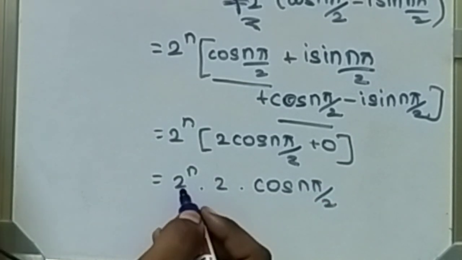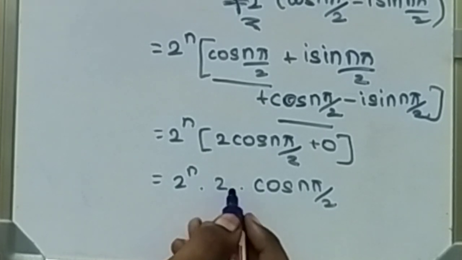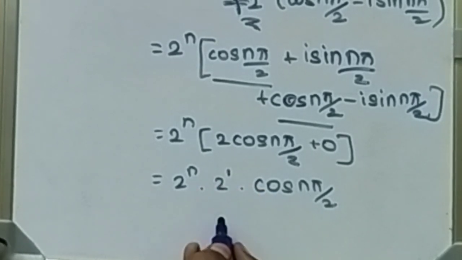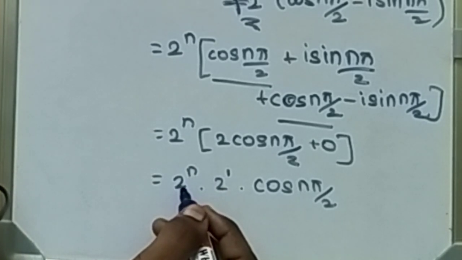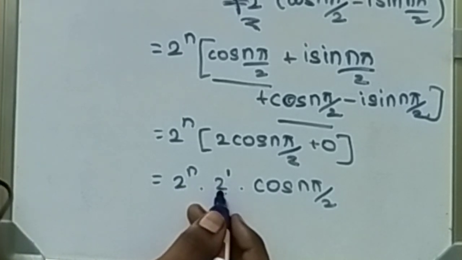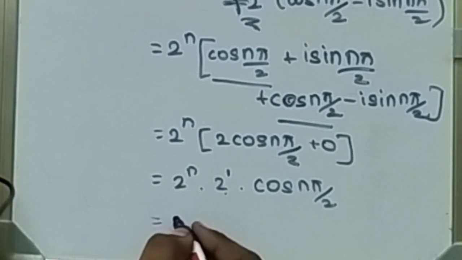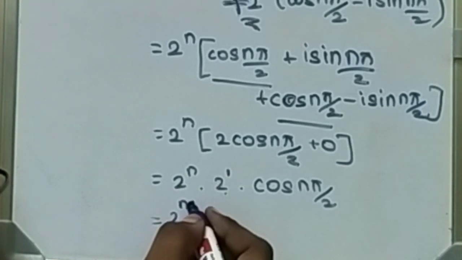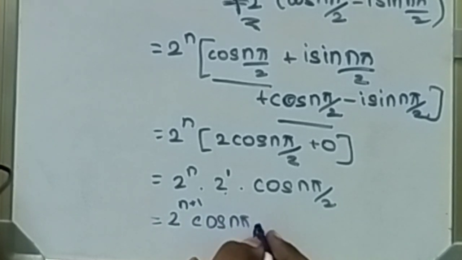Here see, it is 2^n, and here it is 2. So we can rewrite 2 as 2^1. Now we can see that these are powers with the same base. If the base is the same, we can add their powers. So it becomes 2^(n+1) cos(nπ/2).